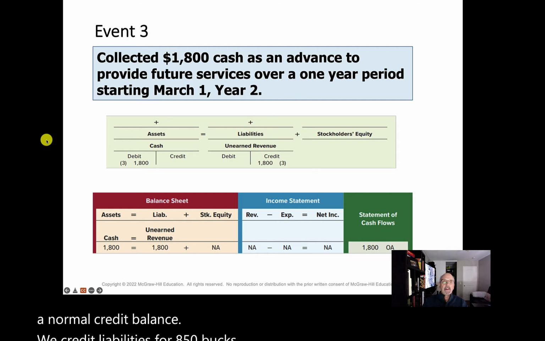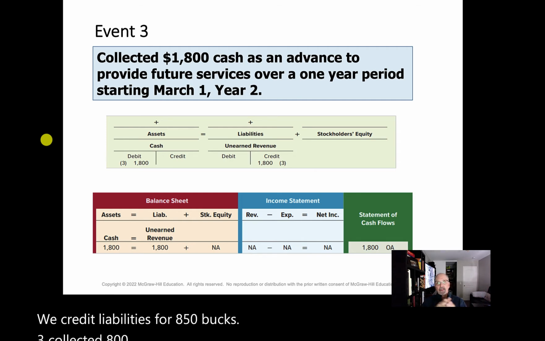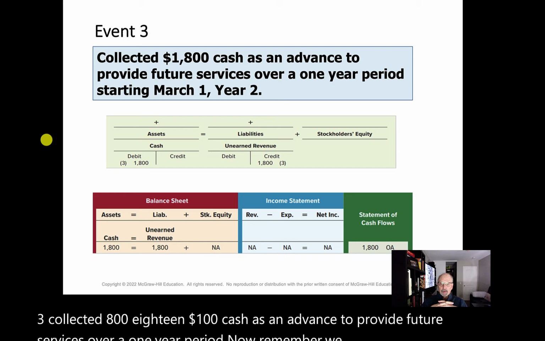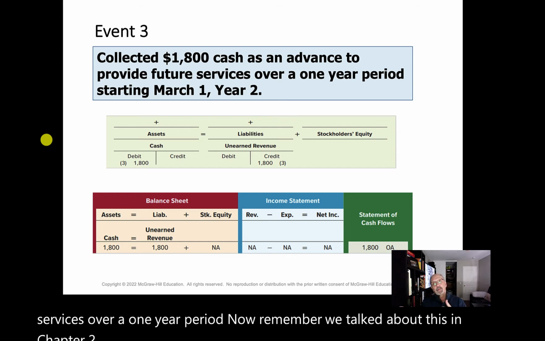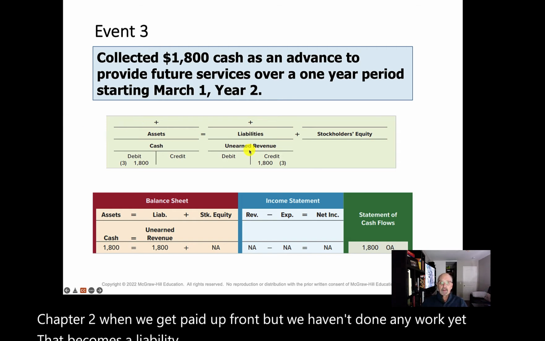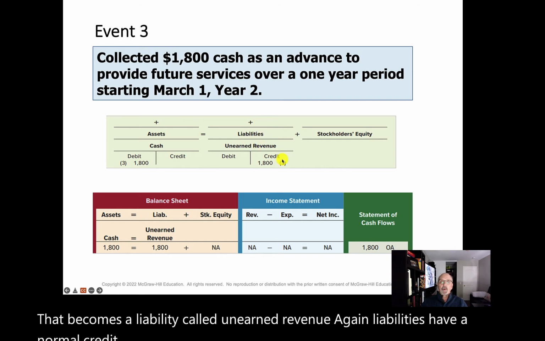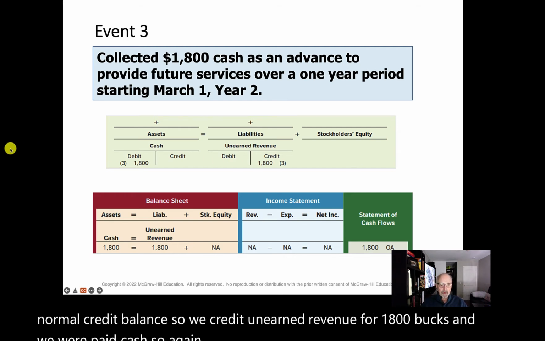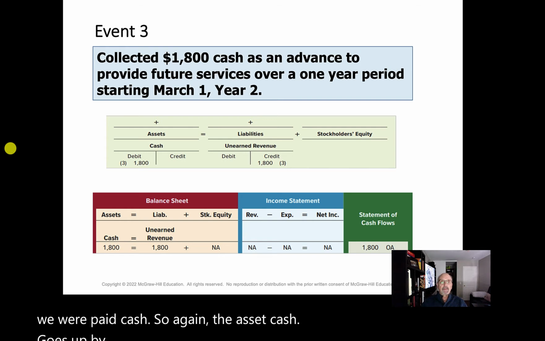Number 3, collected $1,800 cash as an advance to provide future services over a 1-year period. Now remember, we talked about this in chapter 2. When we get paid up front, but we haven't done any work yet, that becomes a liability called unearned revenue. Again, liabilities have a normal credit balance, so we credit unearned revenue for $1,800, and we were paid cash, so again, the asset cash goes up by $1,800.